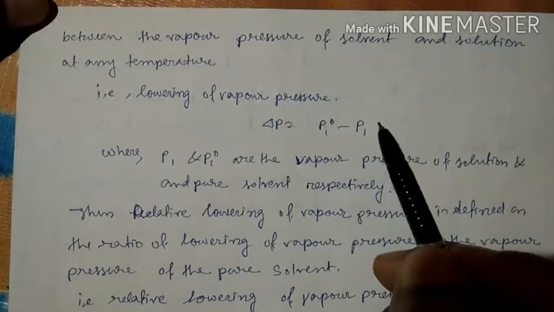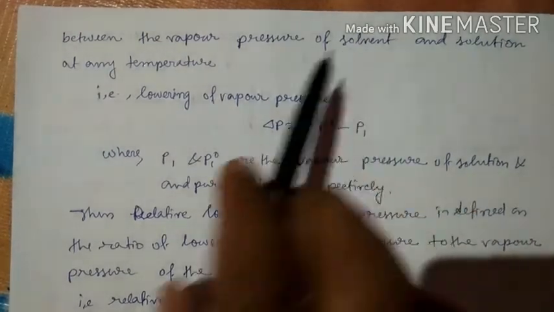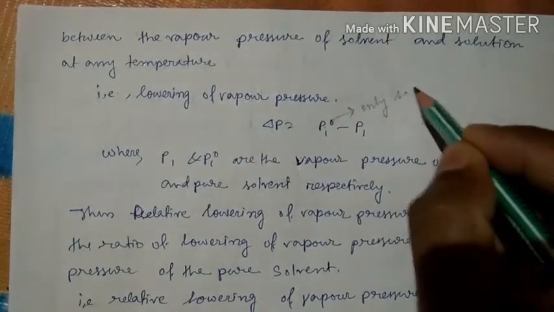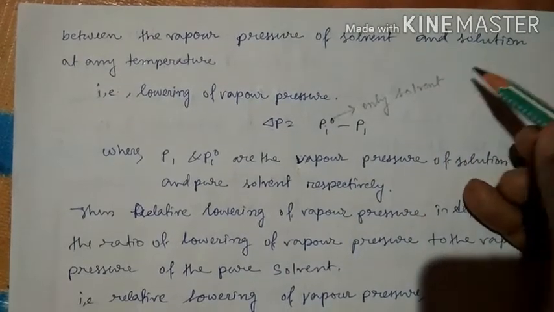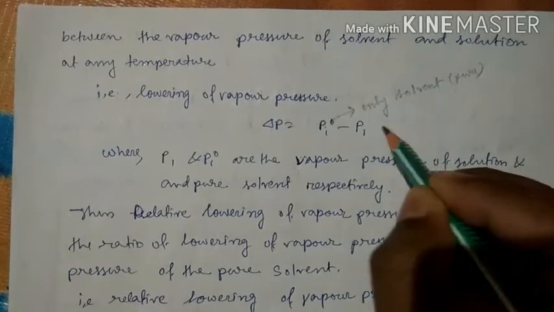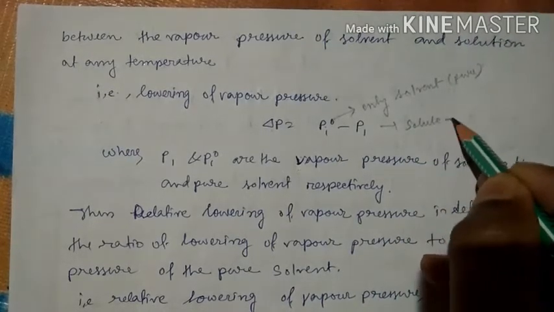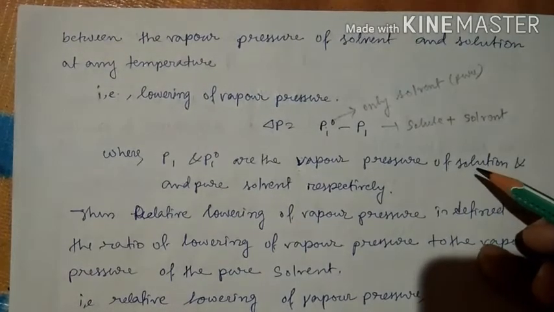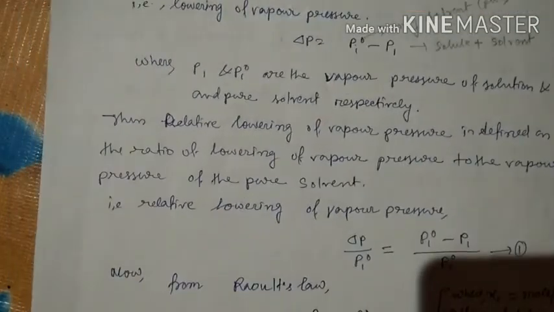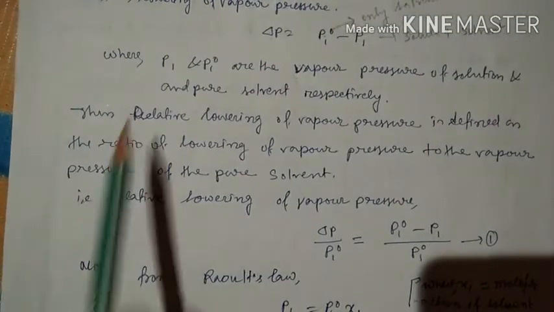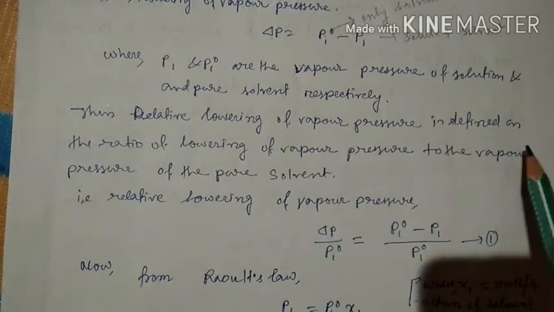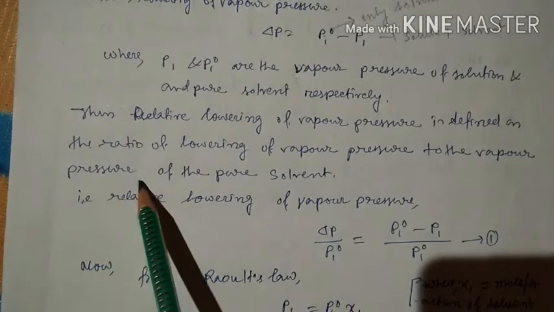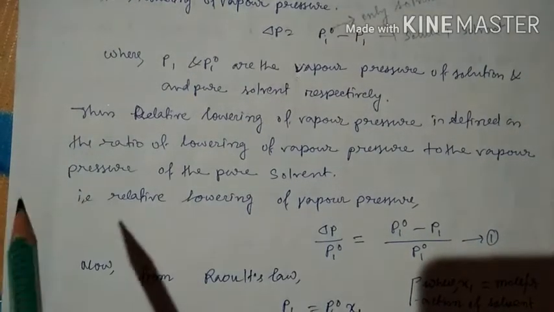In this one there is only solvent, that means pure. Here there is solute plus solvent. Thus relative lowering of vapor pressure is defined as the ratio of the lowering of vapor pressure to the vapor pressure of the pure solvent. We just know the lowering of vapor pressure.